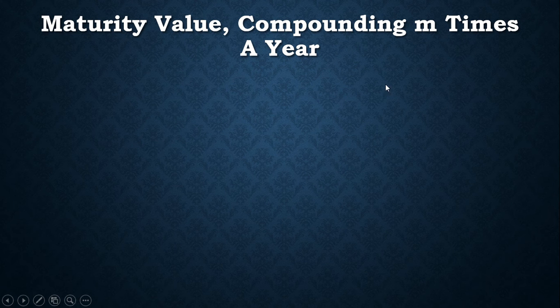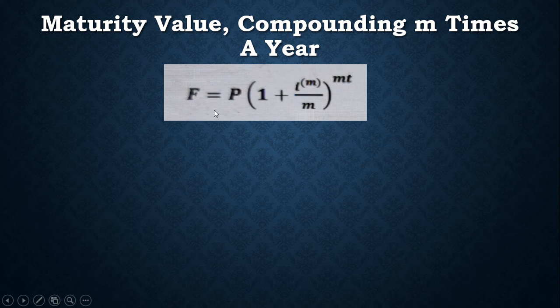Maturity value compounding m times a year. So we have the formula. The maturity value F is equal to P multiplied by 1 plus the nominal rate i raised to m, divided by the frequency of conversion m, close quantity. It has an exponent of m times t, the frequency of conversion times the term or time.